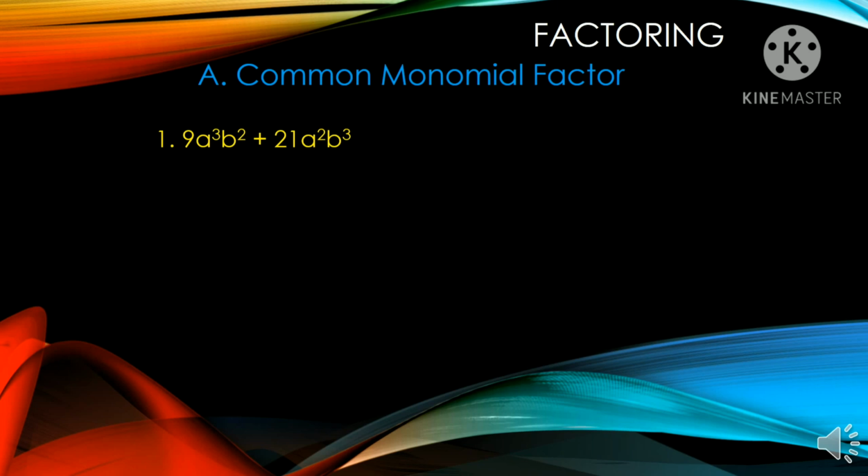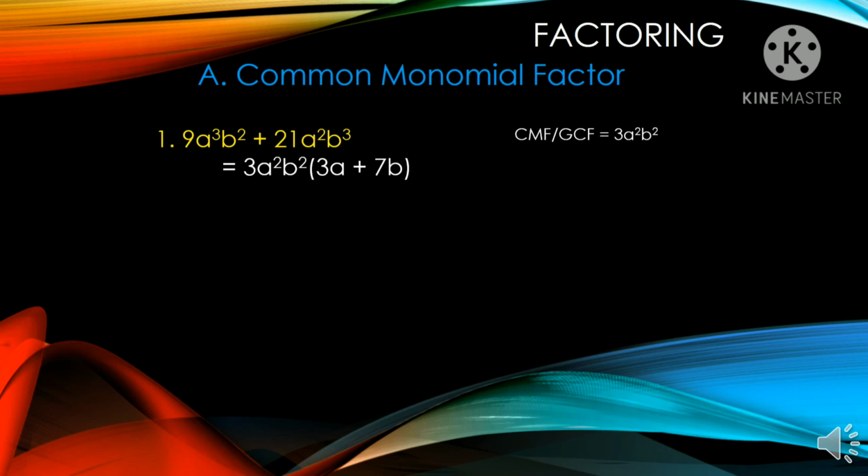So between b squared and b cubed, we take b squared. Between a cubed and a squared, we take a squared. And we have 3 as the GCF between 9 and 21 a while back. So our common monomial factor is 3a squared b squared. So we have 3a squared b squared times the quantity 3a plus 7b. Of course, how did we get 3a plus 7b?